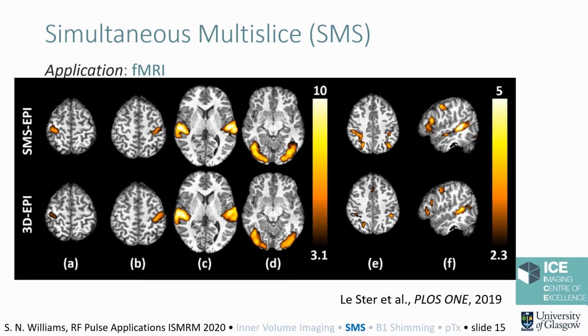SMS EPI has been a popular approach for fMRI applications, and typically higher multiband factors are used. In this example, a comparison is drawn between multiband factor 5 SMS EPI and a less conventional 3D EPI sequence. The acquisitions were matched for spatial and temporal resolution, and a variety of functional tasks were performed. Each column represents a different task activity where the average T-score maps for 10 volunteers are shown. Ultimately, it was found that the activation performance between both methods was very similar, although there are potential SAR limitations to the SMS approach, as we will soon discuss.